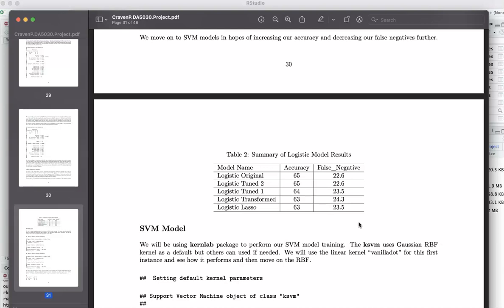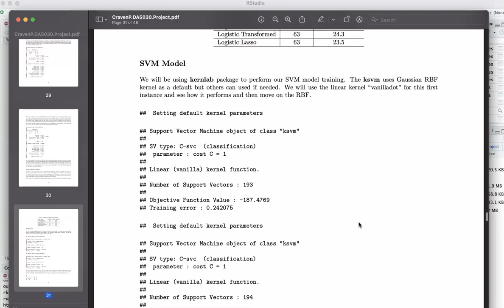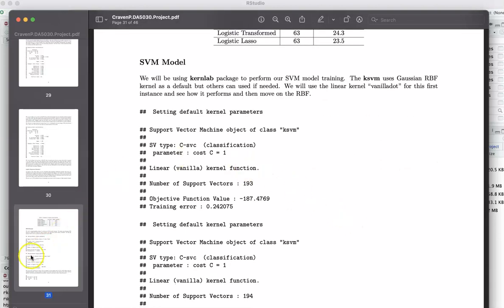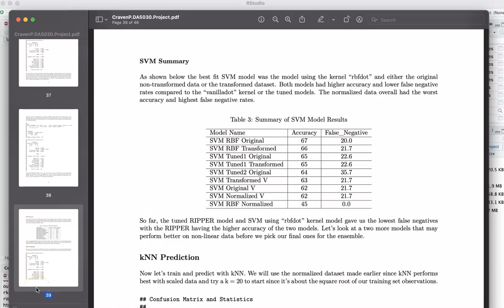So just moving on, I went to the SVM model. I'll just move down to the summary real quick. I tried a lot of different models for SVM. I originally looked at the vanilla kernel. You can see here that the accuracies are pretty low, but the false error rate is not terrible.